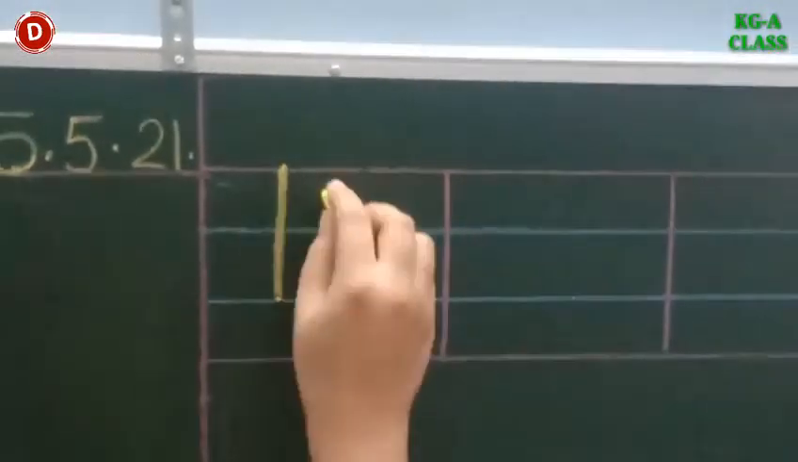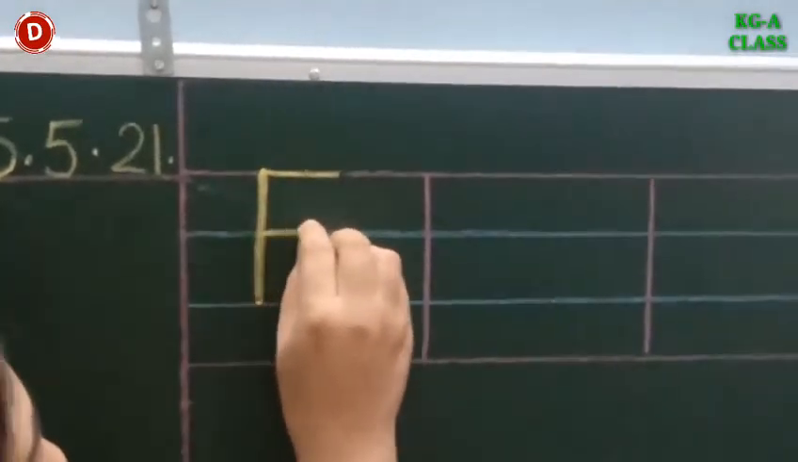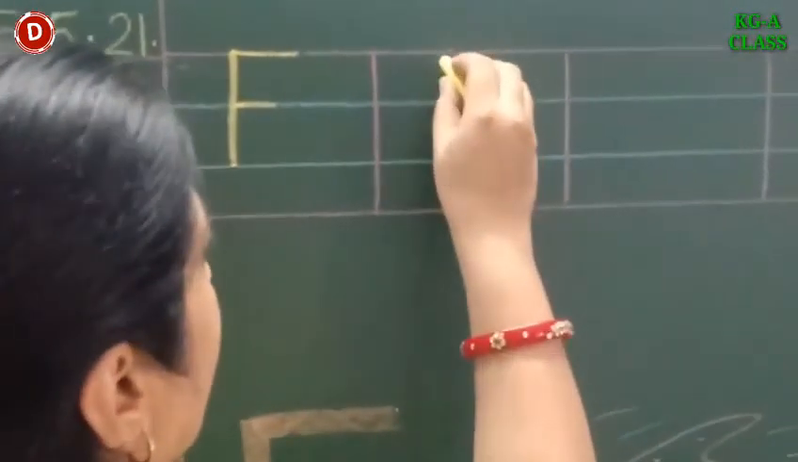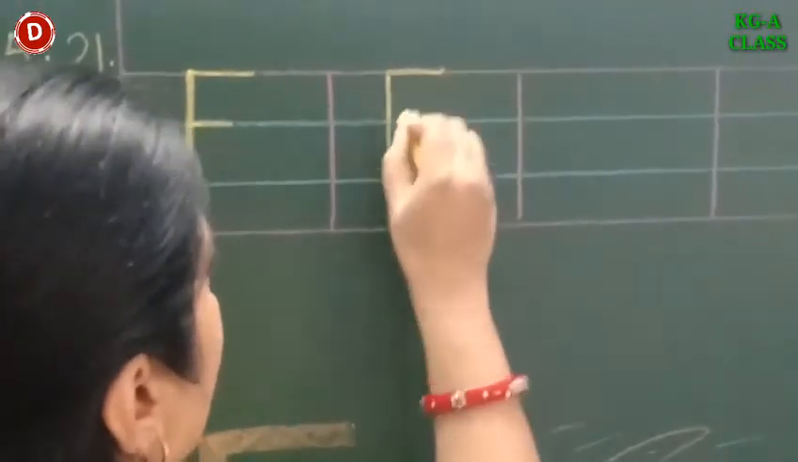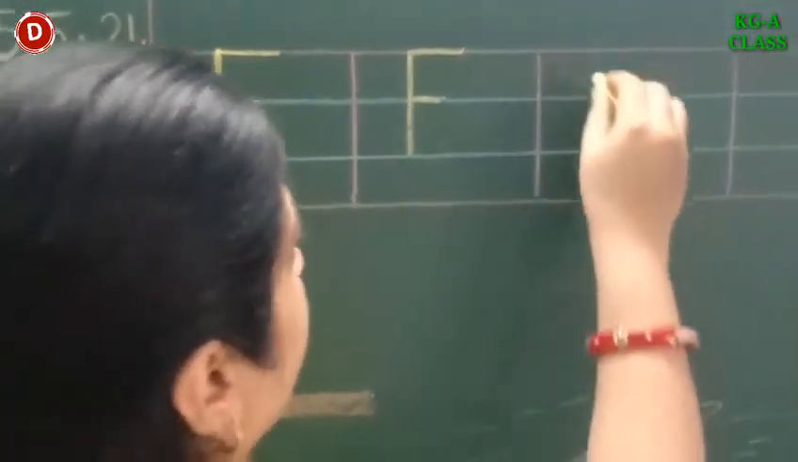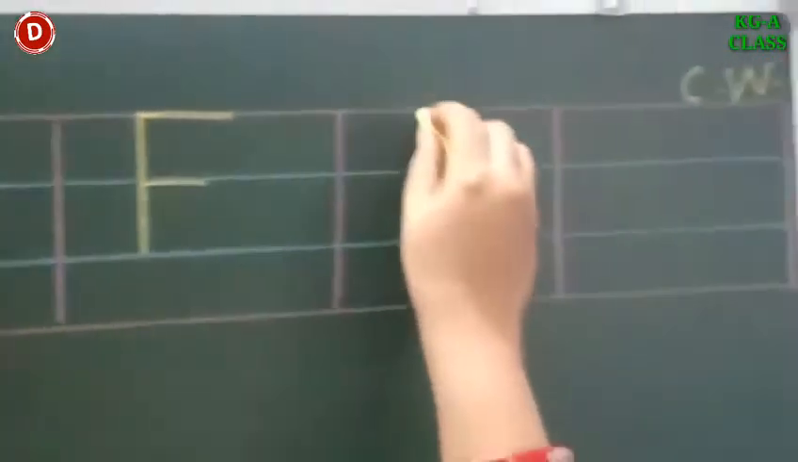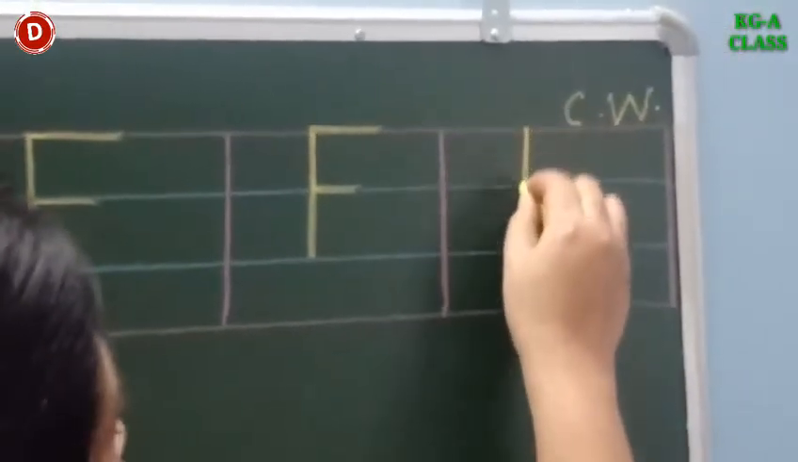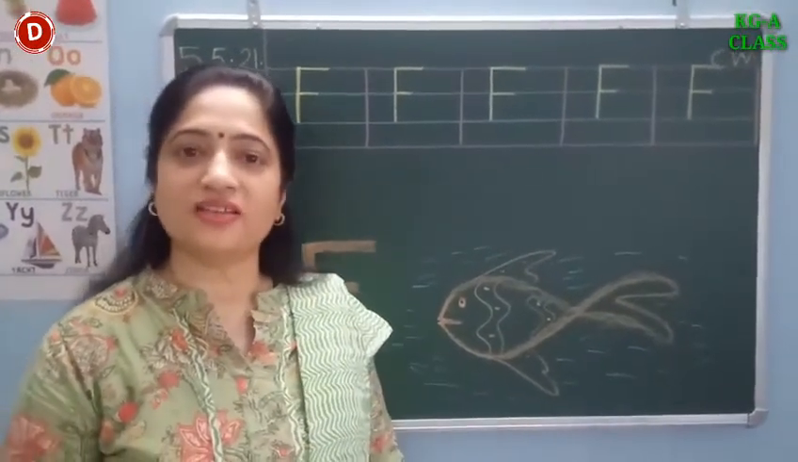Then you have to make two sleeping lines. One and then two. The second line will be shorter. Okay. In this way you have to make capital F. Look here. Standing line and two sleeping lines like this. In this way you have to write, children, capital F. Now I will show you how you will write in your notebook.